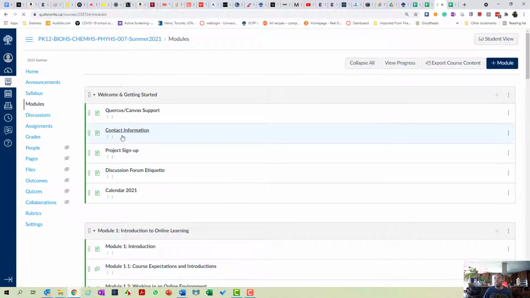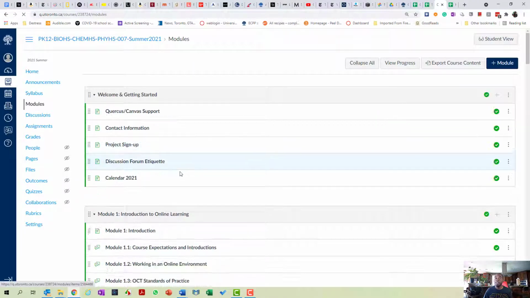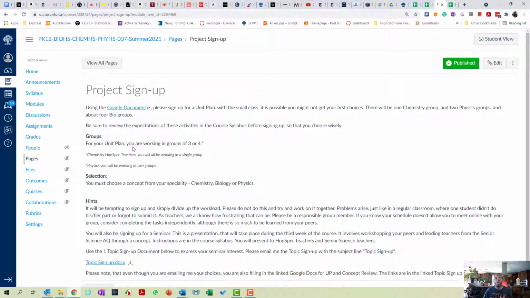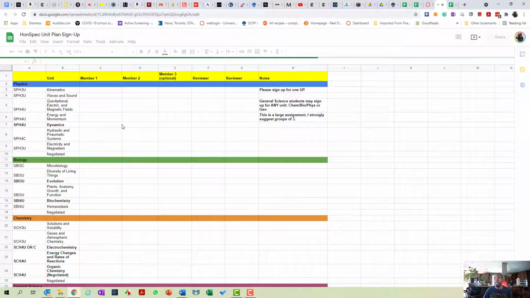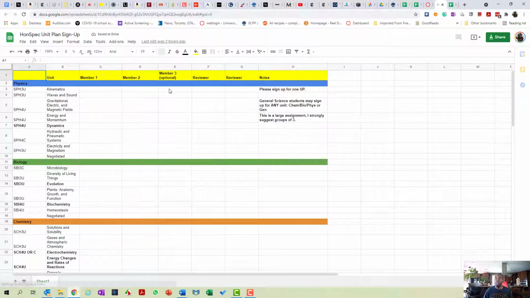Under modules is project sign up. So you're signing up for your projects. As you sign up for your projects, there's the unit plan. I mentioned that already. For the unit plan, there's this Google document, and you will sign up based on your subject specialty. 1, 2, 3. It's a large class. I would say 3 is a good number for your unit plan.